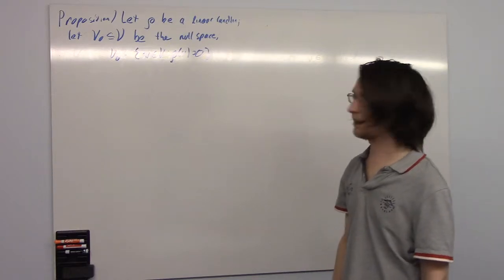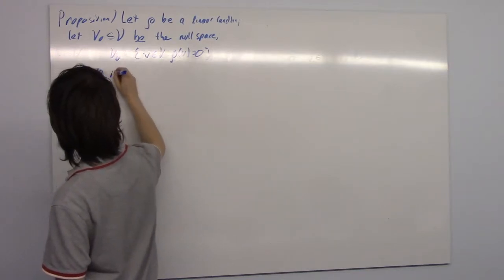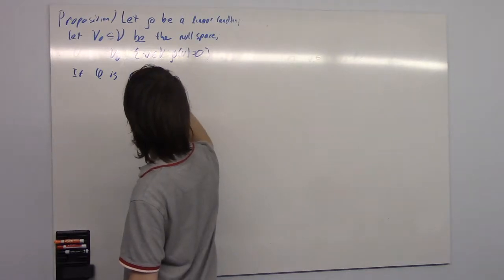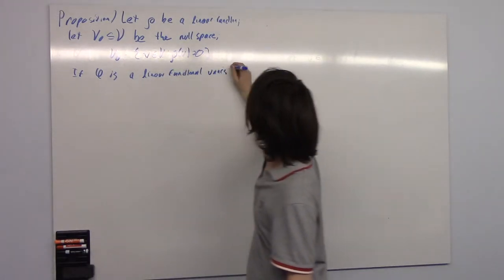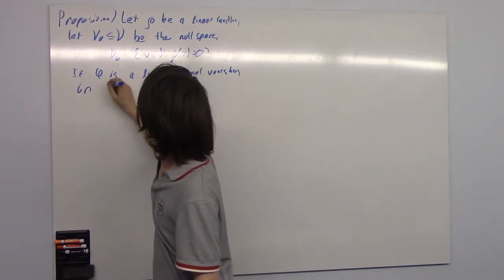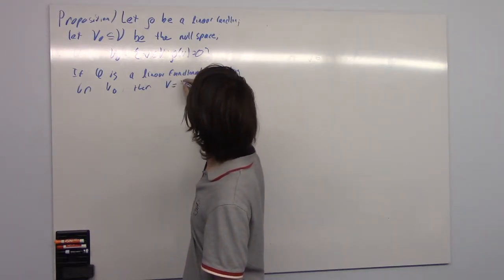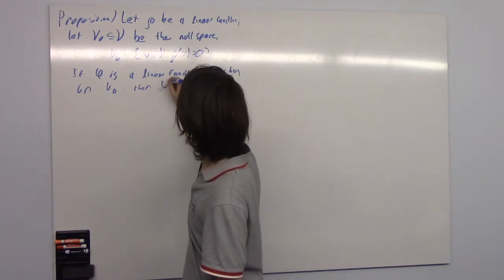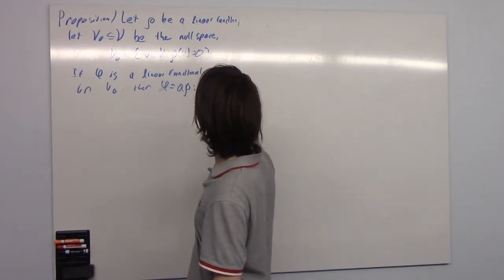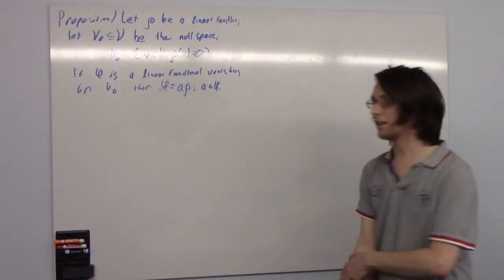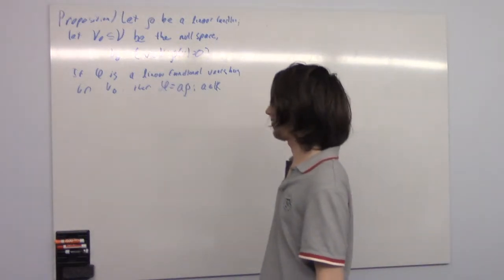Okay. Now, if phi is a linear functional vanishing on V naught, then phi is some scalar times rho, where A is in K. Now, it is possible that phi is the zero linear functional, and so A is 0.